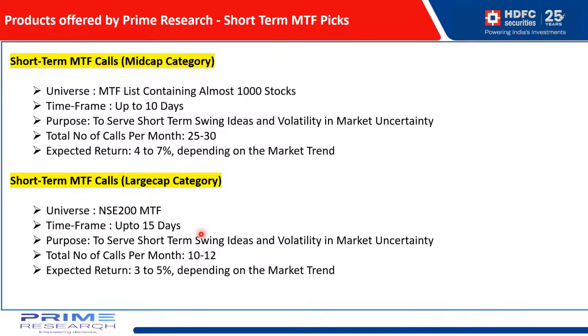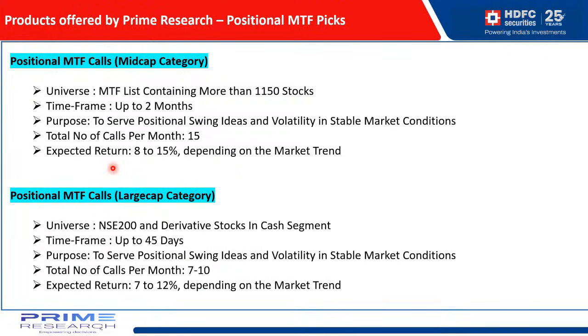Here we are keeping a 15 days time frame, and the number of calls per month has been around 10 to 12 in this particular category, which is good enough. And in every recommendation, we are targeting 3 to 5% return. So in 15 days in the large cap stocks, be it a Nifty stock or an NSE 200 stock, we are targeting 3 to 5% return depending on the market situation. So 25 to 30 calls as a short term in the mid cap, and 10 to 12 calls as a short term in the large cap segment we have been giving.